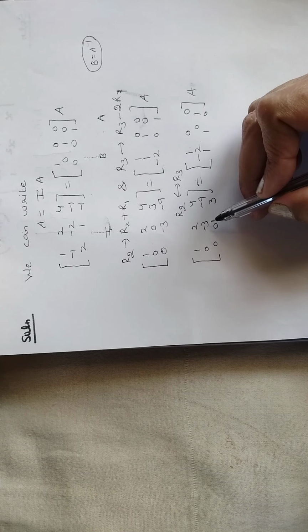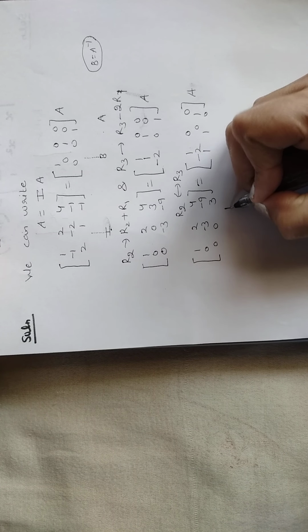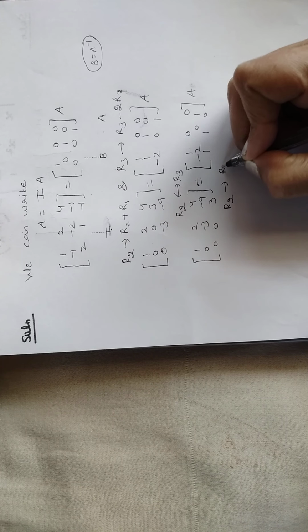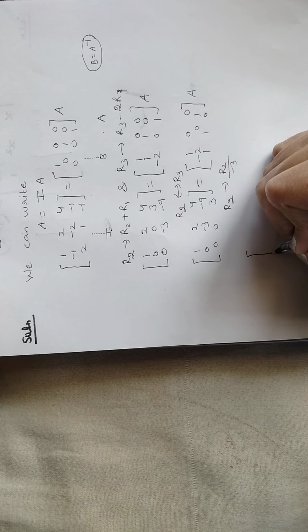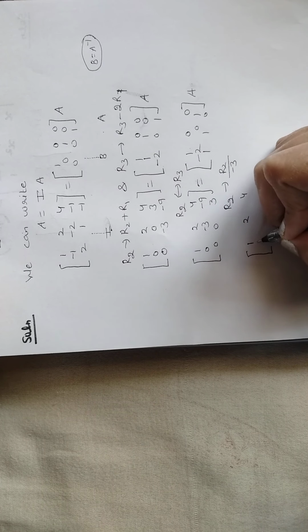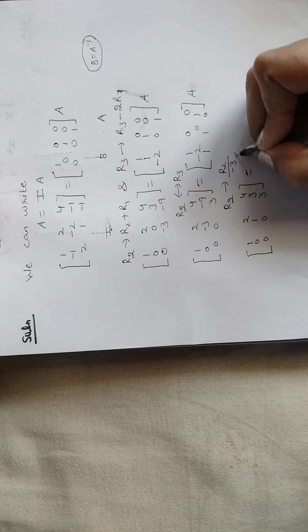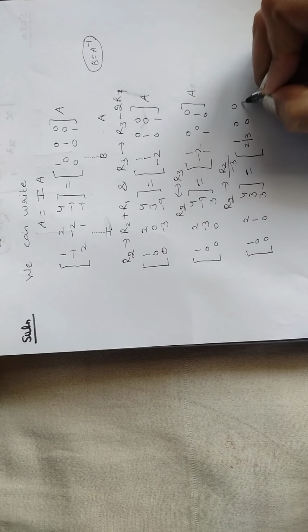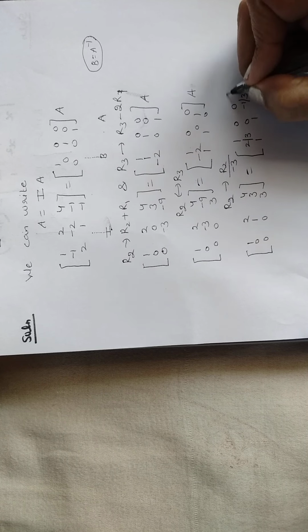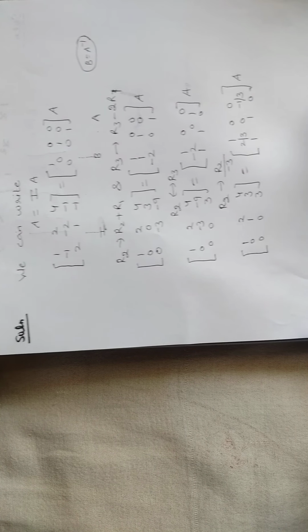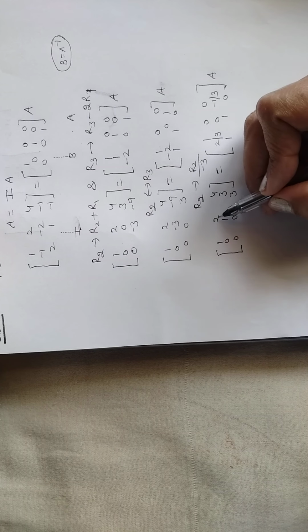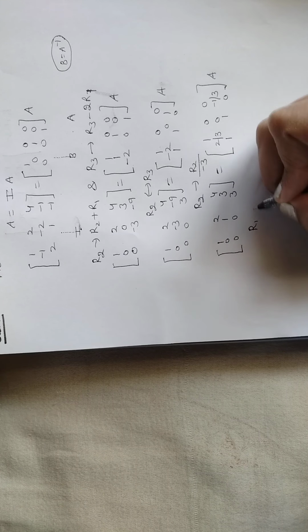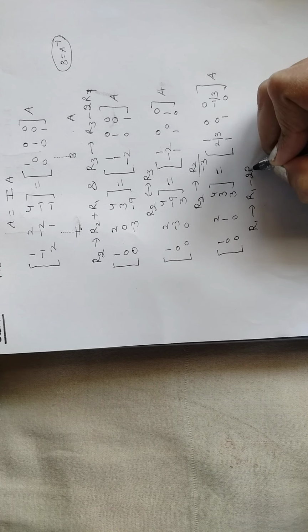Now you need 1 here, right? So you will divide it by minus 3. So R2 goes to R2 divided by minus 3. So with this, it will become 0, 1, 3. This will remain as it is. Here, the second row will be divided by minus 3. Clear? Now you need 0 here. So you will apply the operation R1 goes to R1 minus 2 times R2.